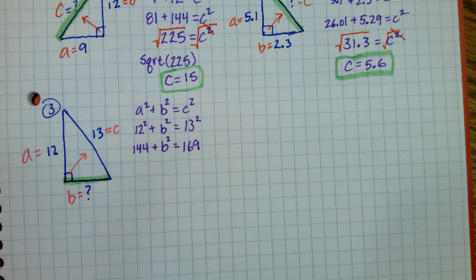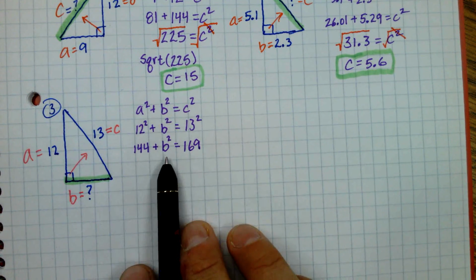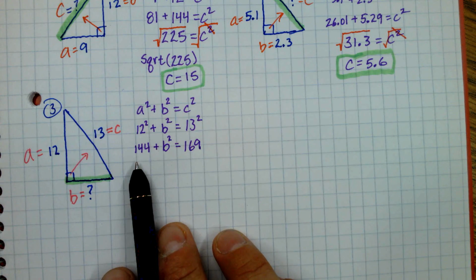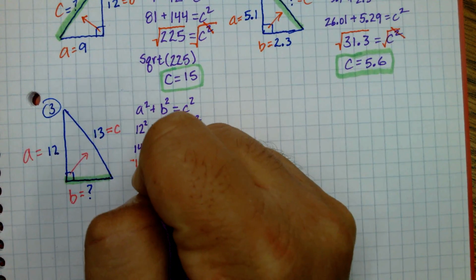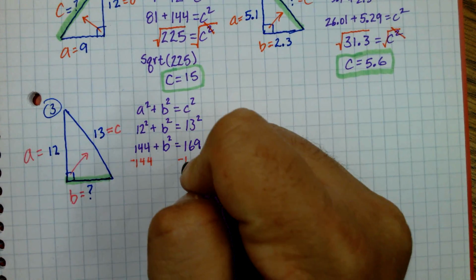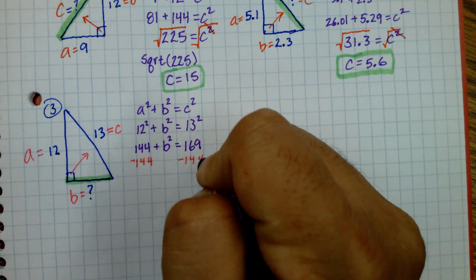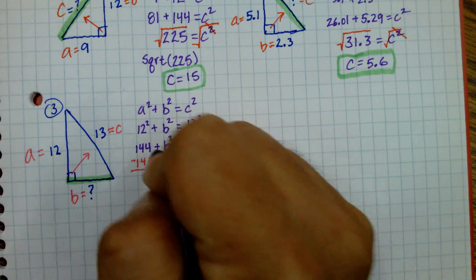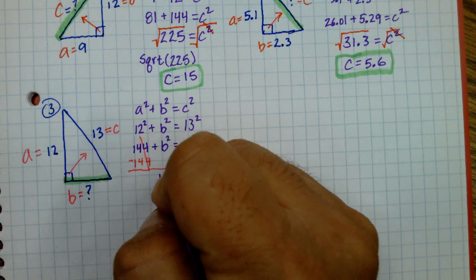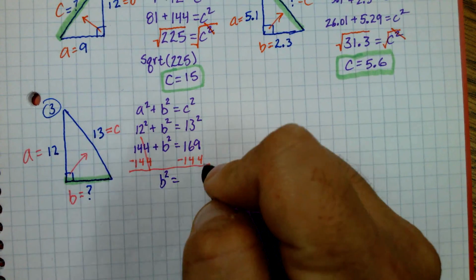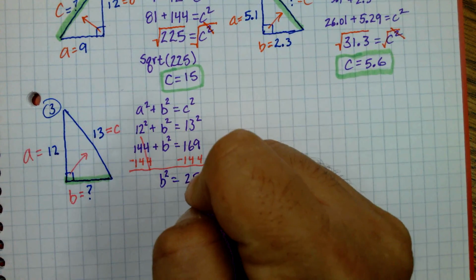So let's get B squared by itself. Let's get rid of the 144. So it's just subtracting 144 on both sides. And we get B squared equals 25.